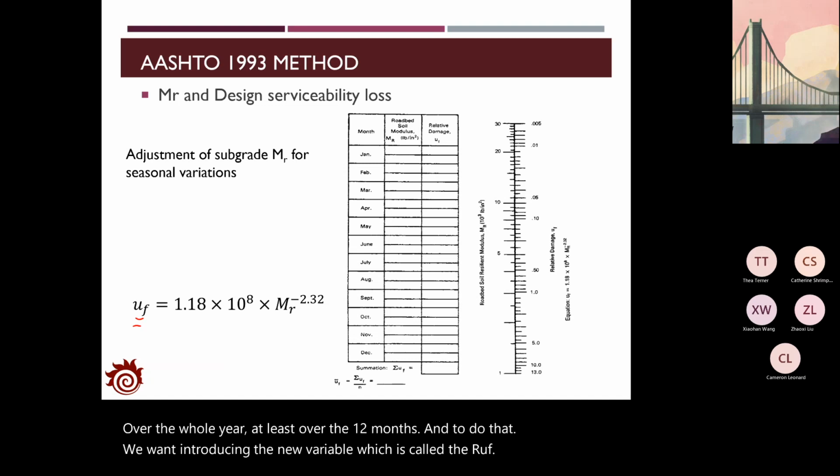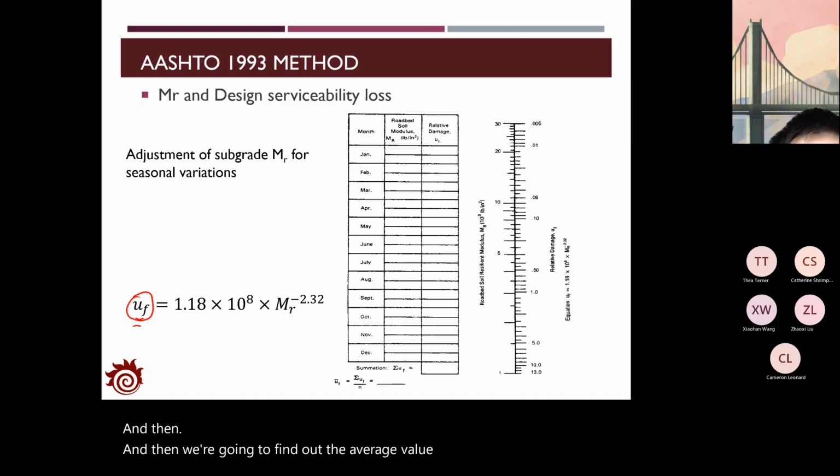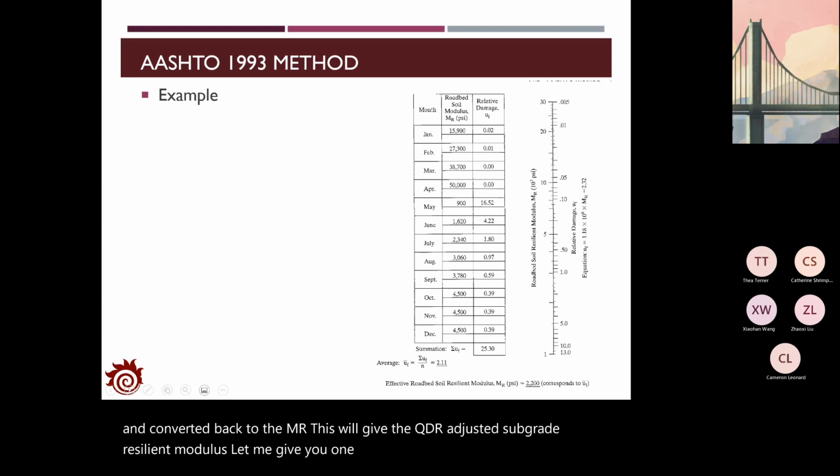For the UF, we will first convert the MR that we estimated at every month to the value of UF. And then we're going to find out the average value of the UF and convert it back to the MR. This will give you the adjusted subgrade resilient modulus. Let me give you one example about how we're going to do that.